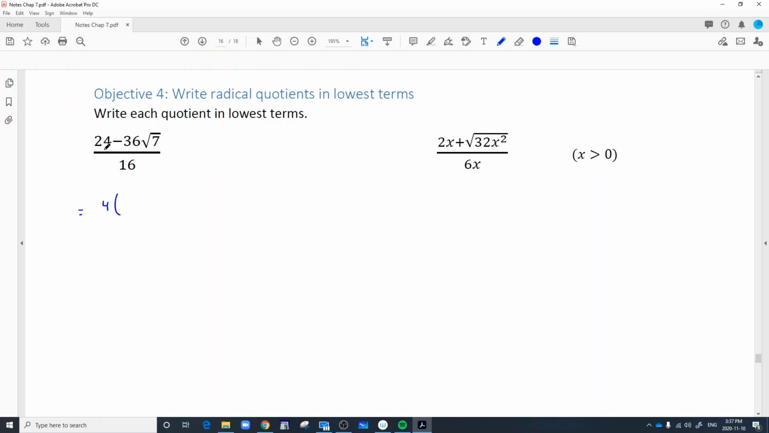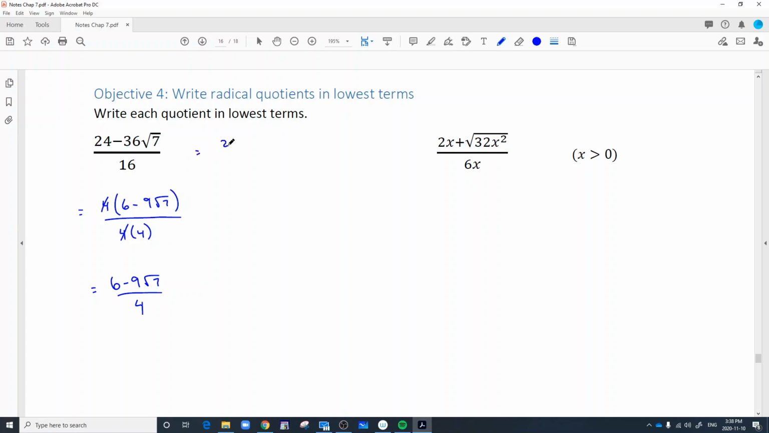If I divide 24 by 4, I'm left with 6. If I divide 36 by 4, I'm left with 9 root 7. And then 4 goes into 16 4 times. So I can simplify the 4's, and I'm left with 6 minus 9 root 7 all over 4.